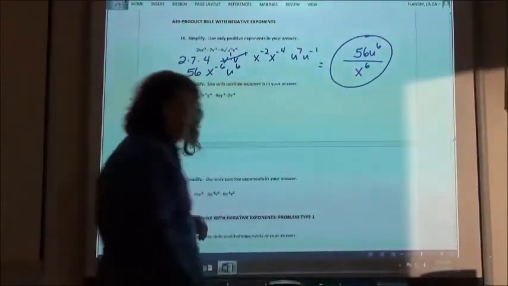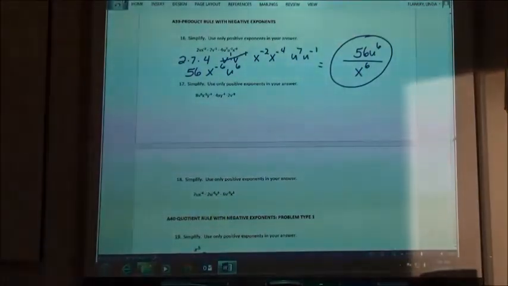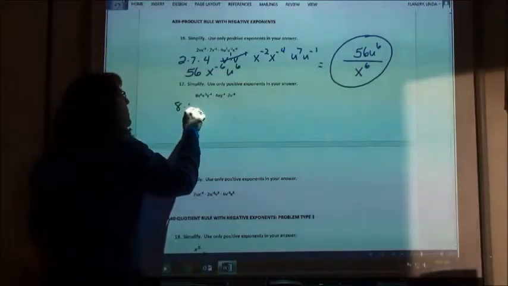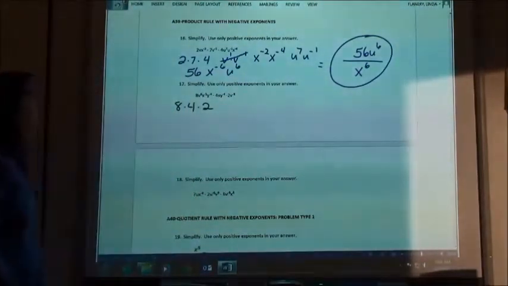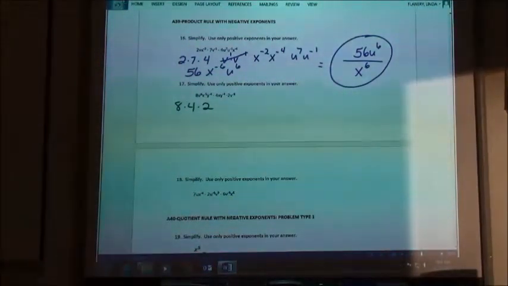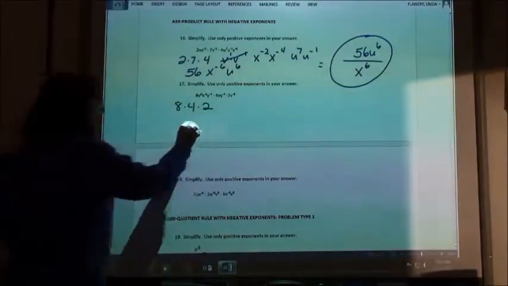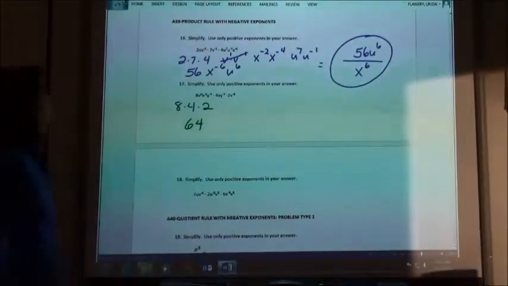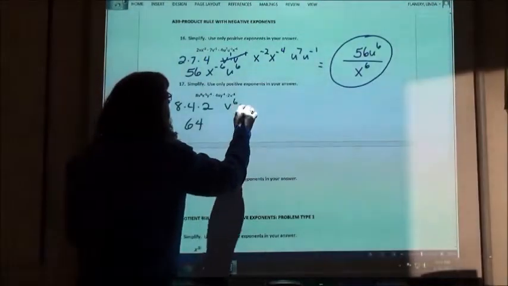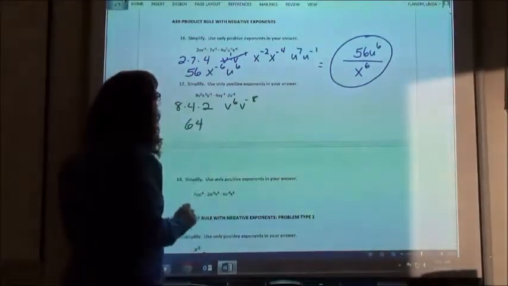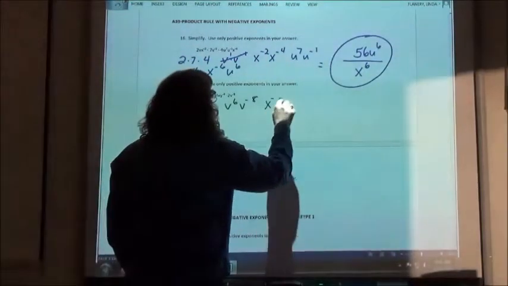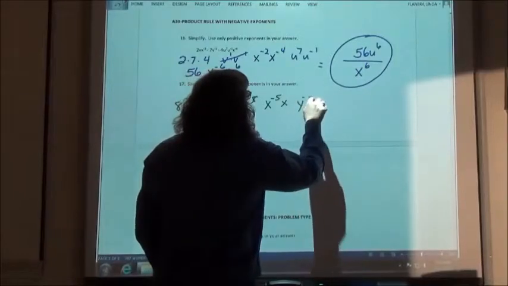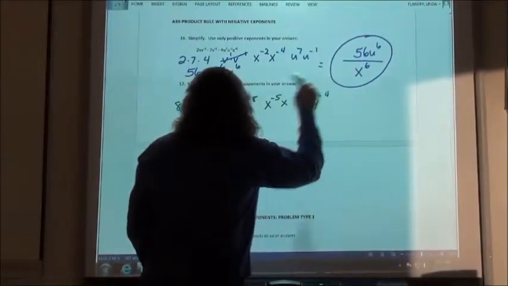That look familiar? Yep. So on number 17, again, I'm going to rearrange it. I'm going to do 8 times 4 times 2 first. So 8 times 4 times 2 would be 64. On my variables, I have a v to the 6th and a v to the negative 8. I have an x to the negative 5 and a plain x. And I have a y to the negative 4 and a y to the negative 4.